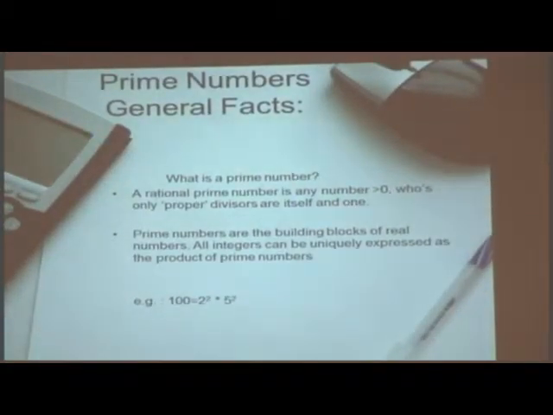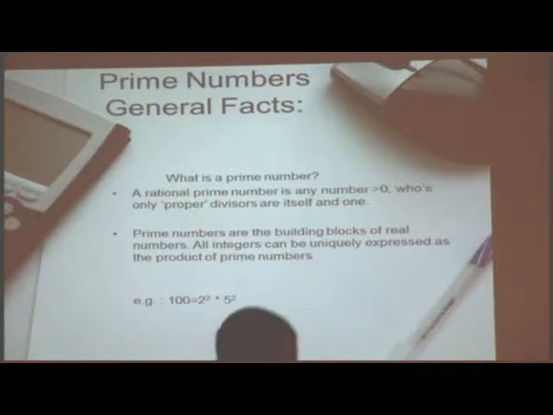So first we have to define, well, what is a prime number? A rational prime number is any number greater than 0 whose only proper divisors are itself and 1. Proper here means our quotient also belongs to the set of rational numbers. All integers can be uniquely expressed as the product of prime numbers, assuming they're not prime themselves. For example, taking the number 100, we can say that's 2 squared times 5 squared. This is also known as the prime factorization.